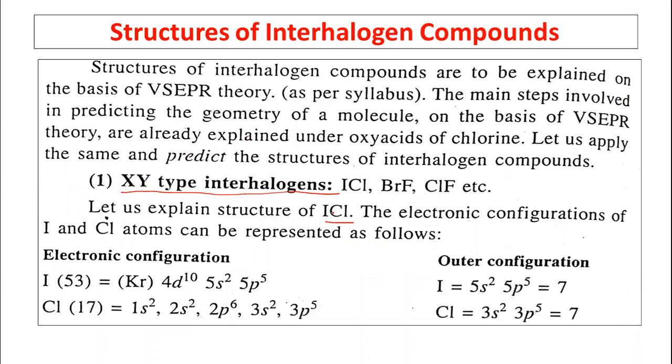First of all, let us see the electronic configuration of iodine and chlorine. Iodine, atomic number 53, has the outermost electronic configuration 5s2 5p5. Chlorine has the outermost electronic configuration 3s2 3p5. So both have 7 valence electrons: iodine has 7 valence electrons and chlorine also has 7 valence electrons.